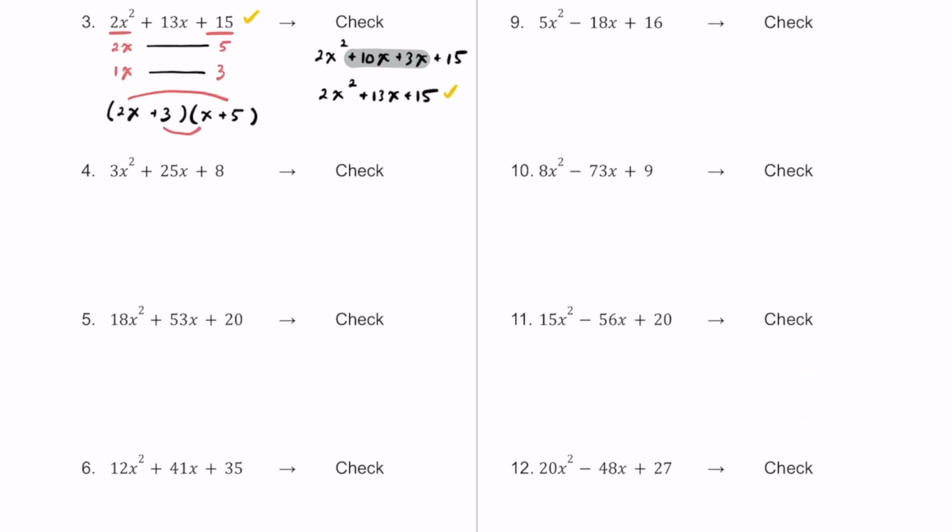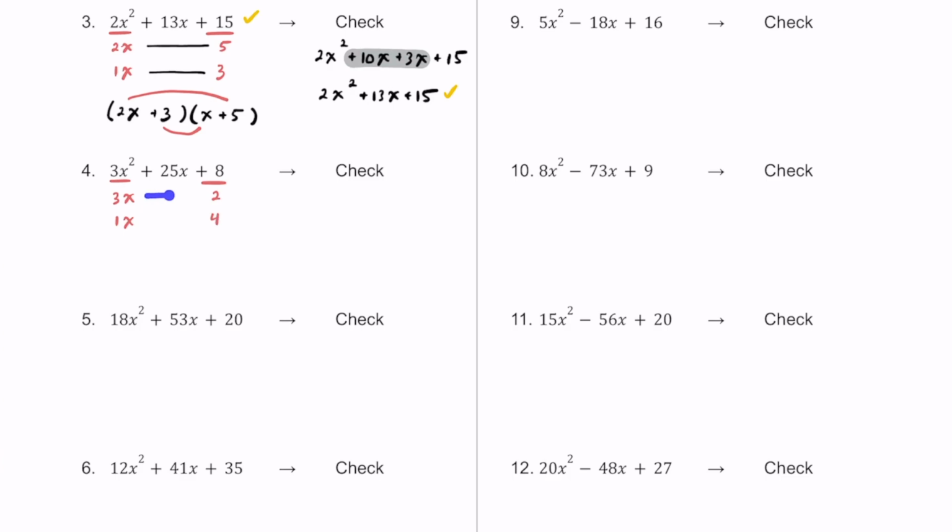For number 4, we have 3x squared plus 25x plus 8. So 3 is a prime number, so again, this takes a little bit of thinking for us. So it's going to be 3x and 1x. We know that's going to be the beginning of our binomials. Now 8 is composite, so it could be 1 and 8 or 2 and 4. If we start with 2 and 4, let's see what happens here.